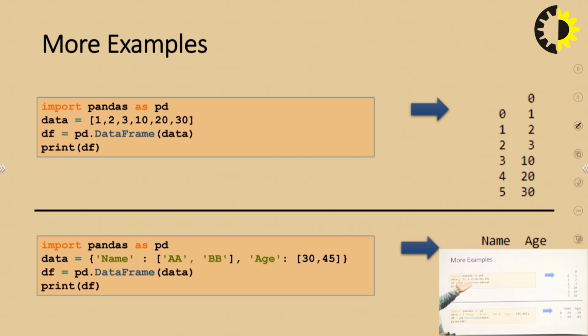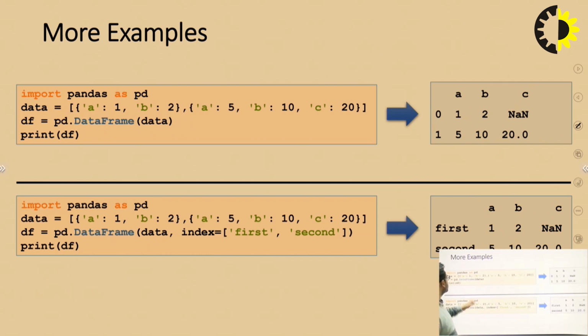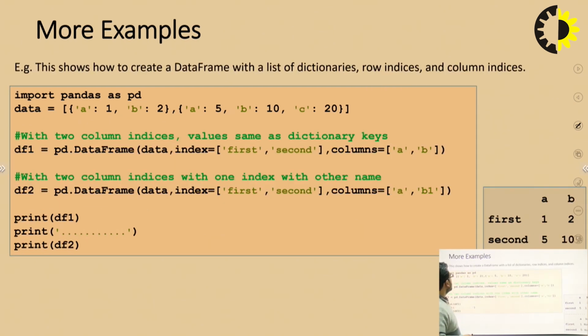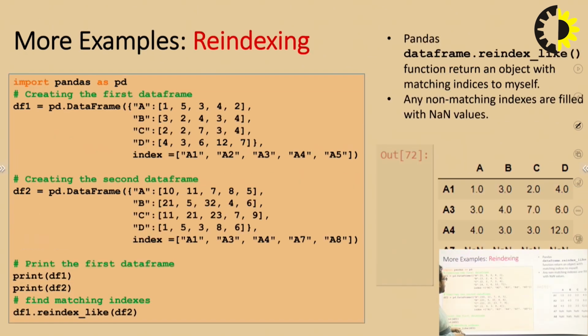Another example, this is a list. You can create a data frame from a list. Second one is a dictionary. Another example you can see is a list containing dictionaries, right? Another example here, I am creating a list of dictionaries, creating a data frame from this, passing the indexing value and column values. These are more examples you can implement using different kinds of data, right?